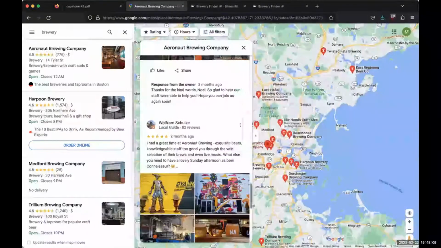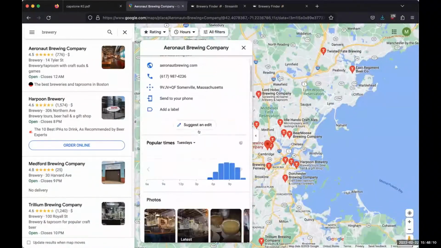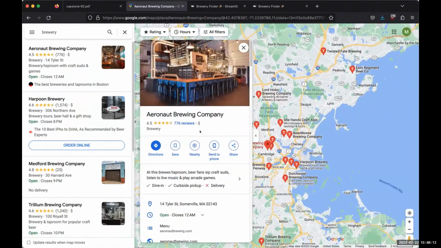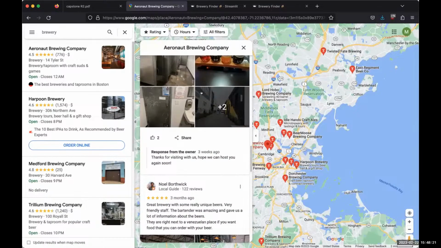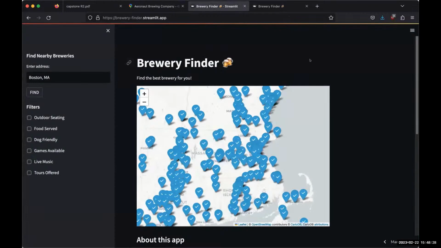So for example, say I'm looking for something with outdoor seating, serves food, allows dogs, etc. I might then click through these individual listings, look at the pictures, read some of the reviews to start to gain a sense of what is actually offered here. As an alternative solution to streamline this process, I created Brewery Finder. So in this one central interface, you can enter in your address, see all the nearby breweries, and then filter based on the exact offerings that you're looking for, thus saving a lot of time and effort in your decision process.